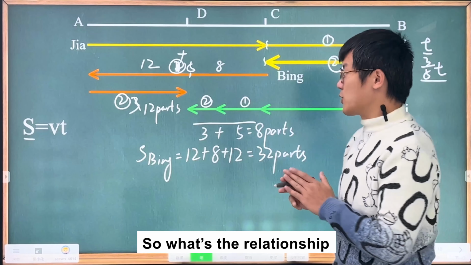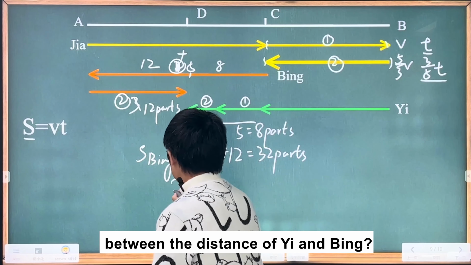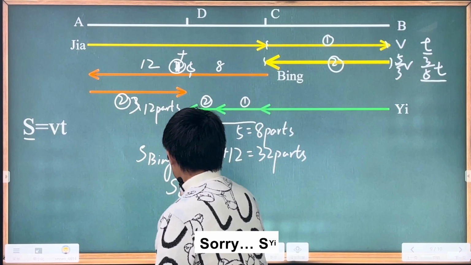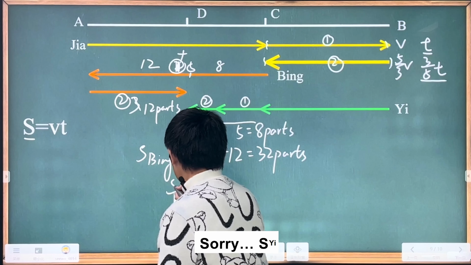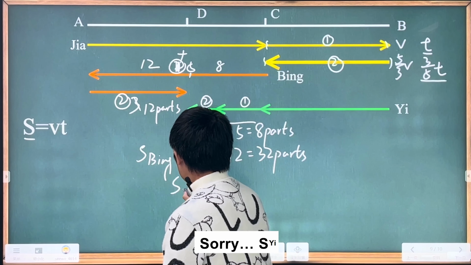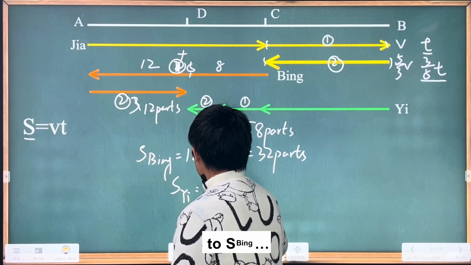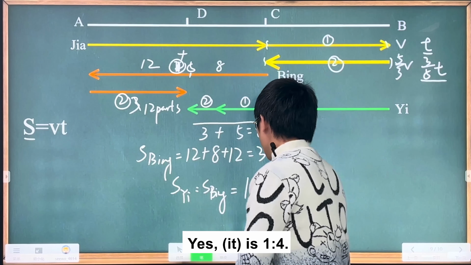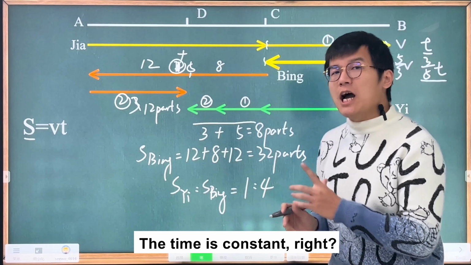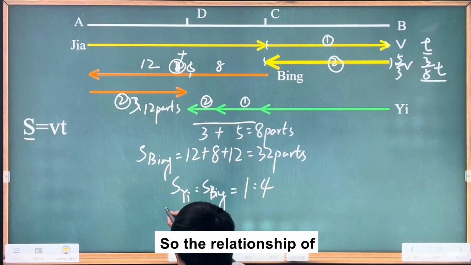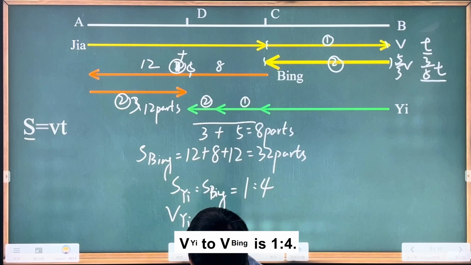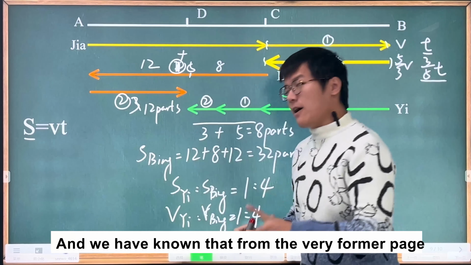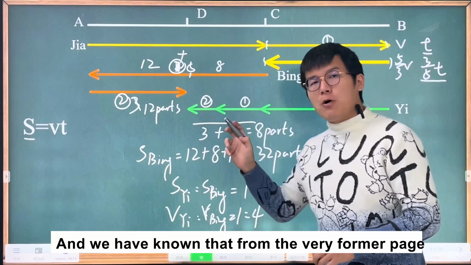So what's the relationship between the distance of V and B? Yes. SE, okay, sorry. SE to S being is what? 8 to 32, yes, it's 1 to 4. And the time is constant, right? So the relationship of VE to V being is 1 to 4. And we have known that from the very former page.